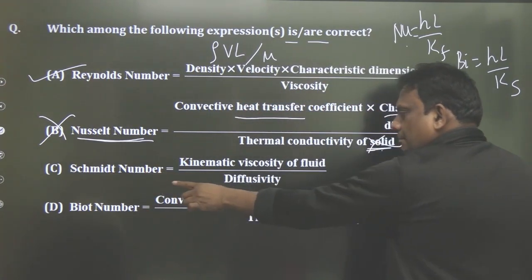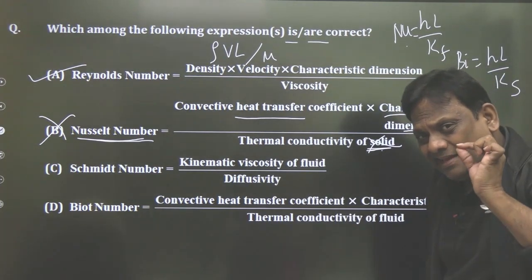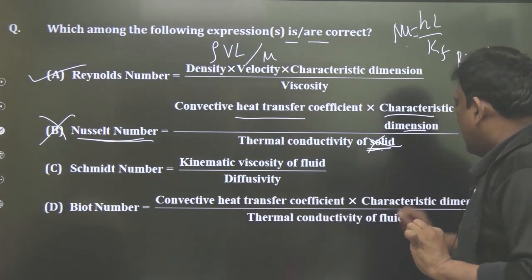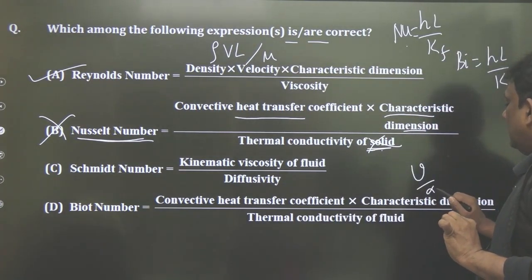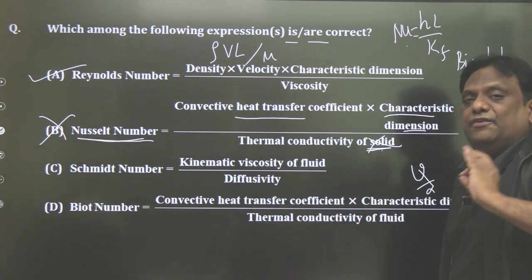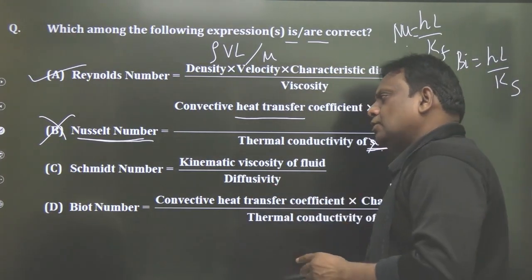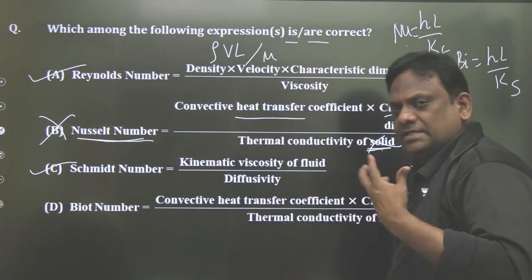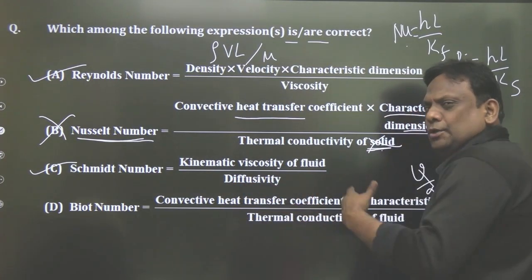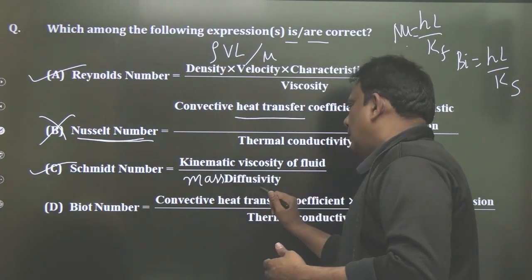Next, Schmidt number, kinematic viscosity of fluid by diffusivity. Please listen carefully. There is a difference between Prandtl number and Schmidt number. Prandtl number is nu by alpha, that is, thermal diffusivity. Here, it's not thermal diffusivity, it is mass diffusivity. If nothing is given, there is no problem at all. So, this is also correct, because Schmidt number is used in mass transfer calculations, where mass diffusivity is due to concentration difference.